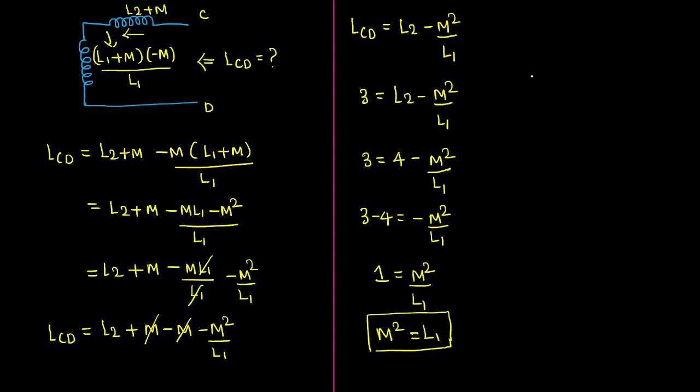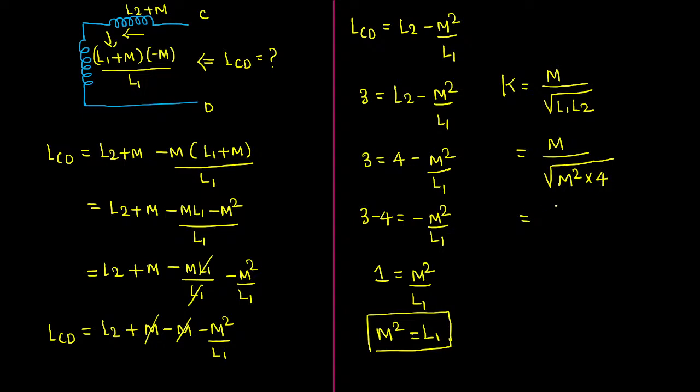Now, let us estimate the value of coefficient of coupling. K is equal to, we know the basic formula, m upon square root of L1 and L2. So this will be m upon square root of L1 value, which we just saw is m square, into L2. What is the value of L2? L2 is 4 only, yes.